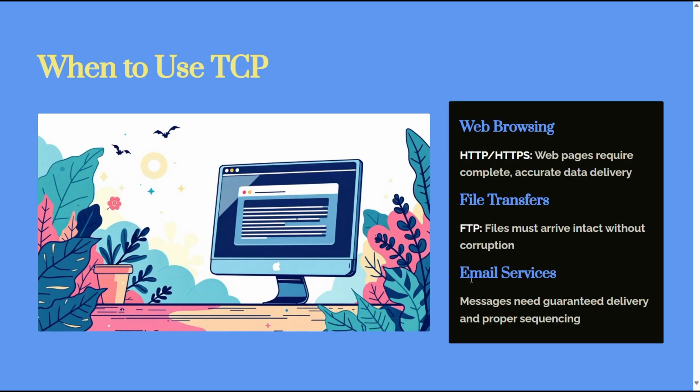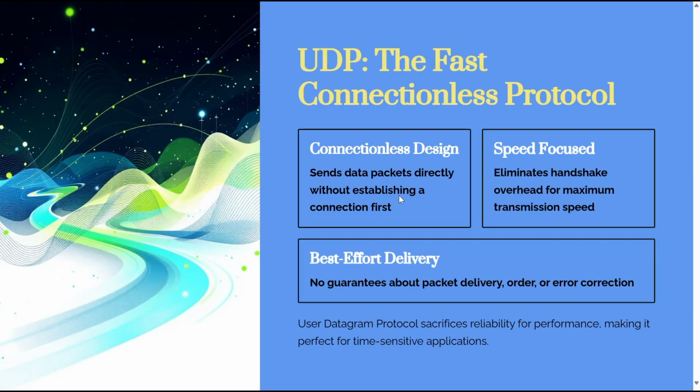Now let's talk about UDP, which stands for User Datagram Protocol. Unlike TCP, UDP is a connectionless protocol. This means that it does not establish a connection before sending data. The sender simply sends the data packets directly to the receiver without checking whether the receiver is ready or not. Because UDP does not use a handshake process and does not wait for confirmations, it is much faster than TCP.